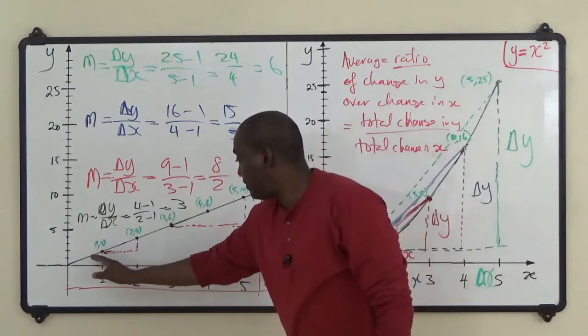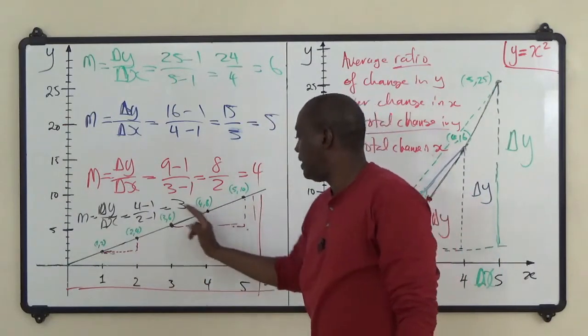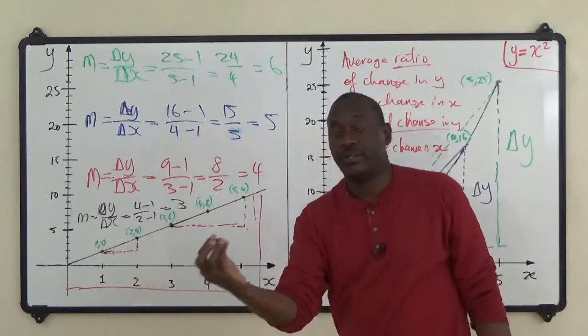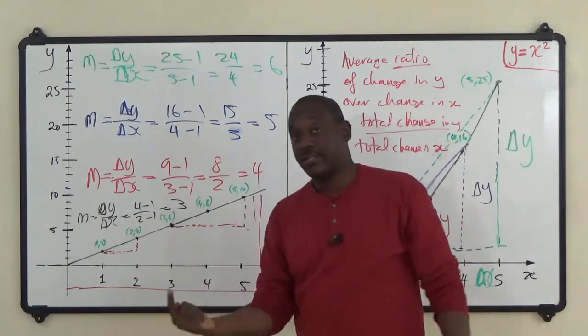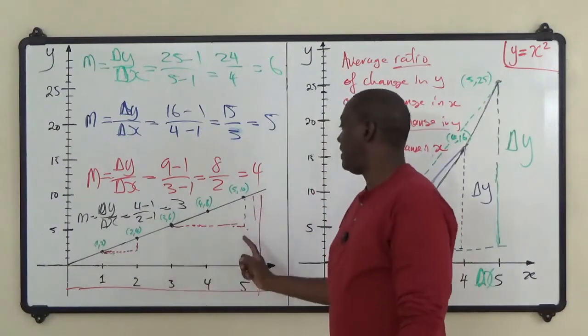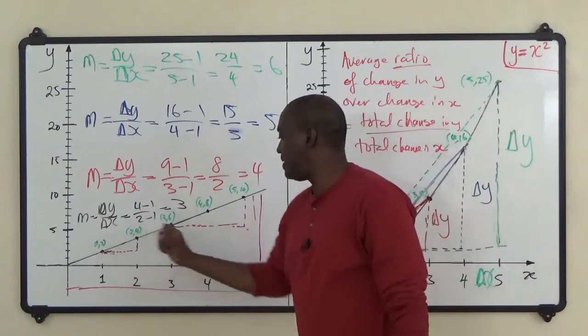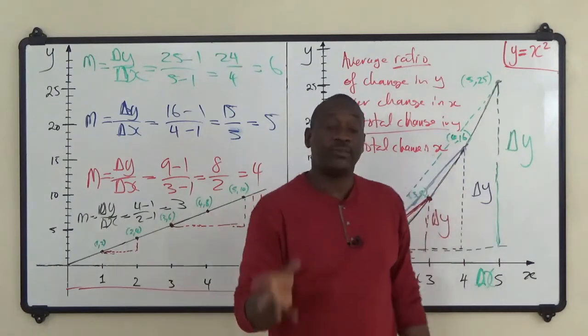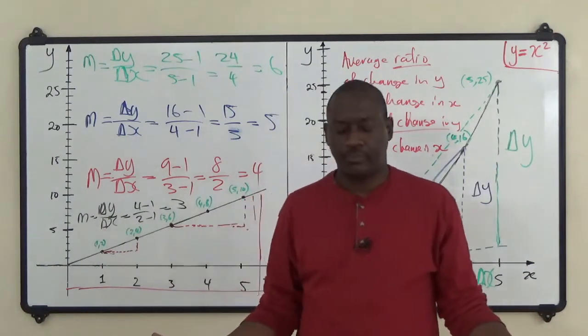The gradient between the point 1, 2, and 4, 8. 8 minus 2 is 6, 4 minus 1 is 3. 8 minus 2 over 4 minus 1, 6 over 3 is 2. And if we do the same thing between 1, 2, and 5, 10. 10 minus 2 is 8, 5 minus 1 is 4. 10 minus 2 over 5 minus 1, 8 over 4 is the same 2.